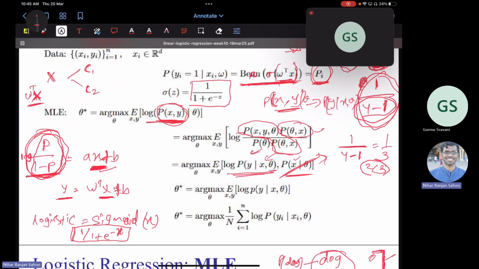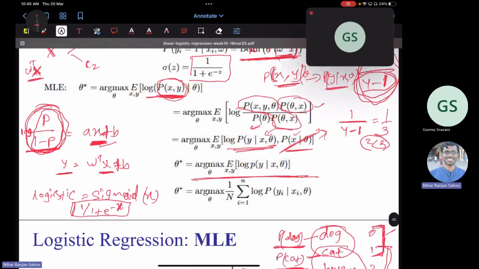Now our maximum likelihood formulation boils down to what we wanted, just the probability of y given x, theta, right? And we know that all these data points are IID, so they are sampled from an IID distribution.